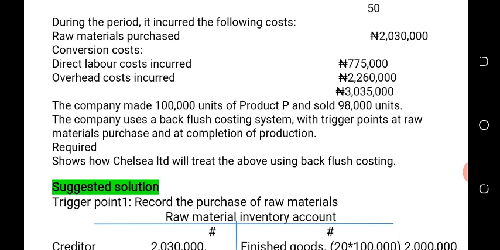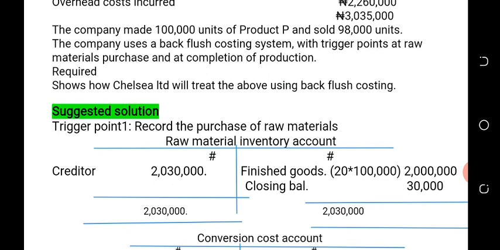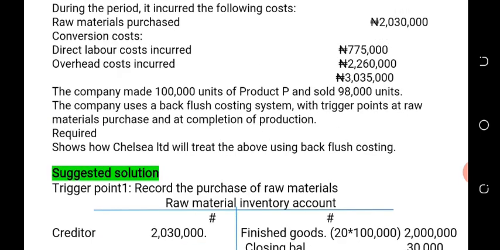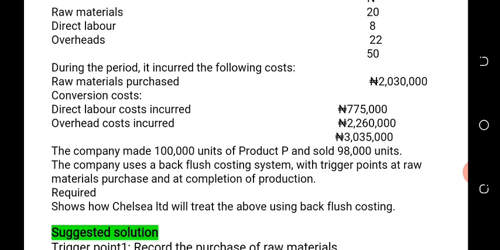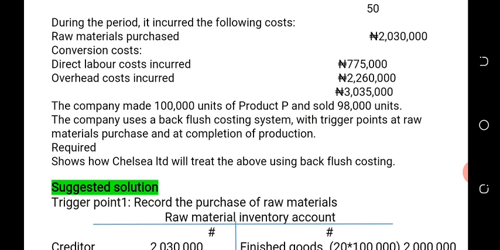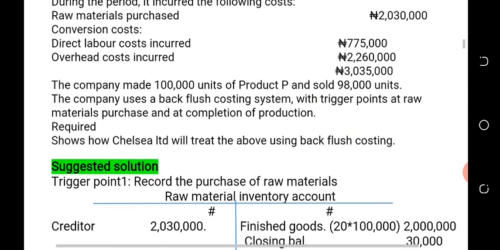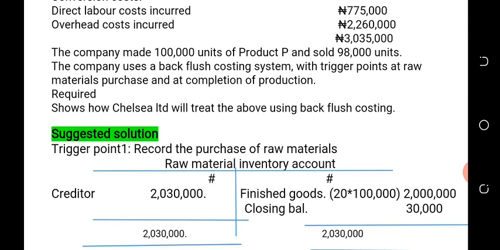Now remember that the first trigger point is the record of the purchase of raw material. Now you open your ledger. Now you debit your raw material with the raw material purchase. If you purchase the raw material, you debit the raw material and credit the creditors. But that creditors account is of no use. So you can put it there as a working, it might not. But the major thing we have to understand is the actual costs that affect the production, which is the raw material. Now the raw material is debited.